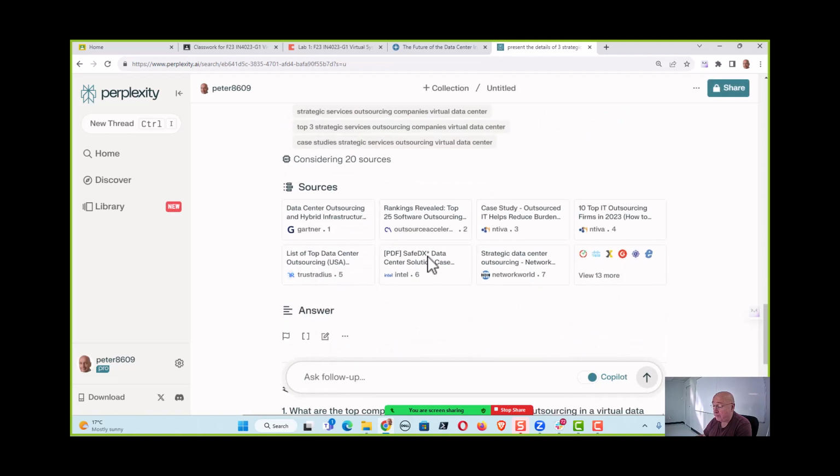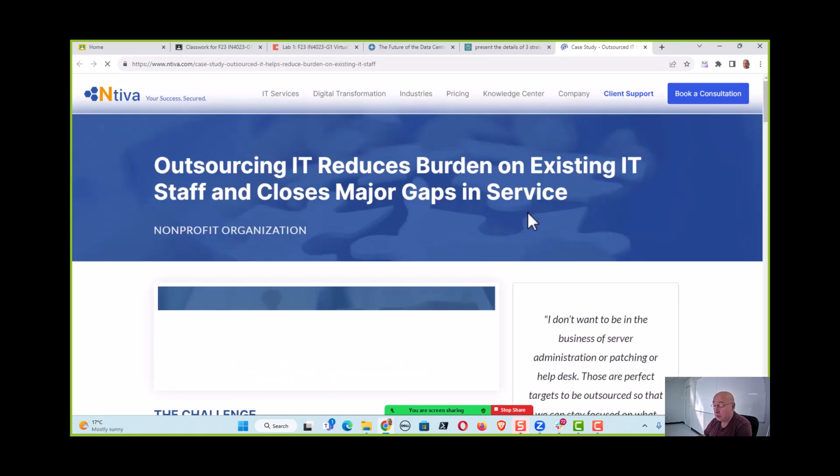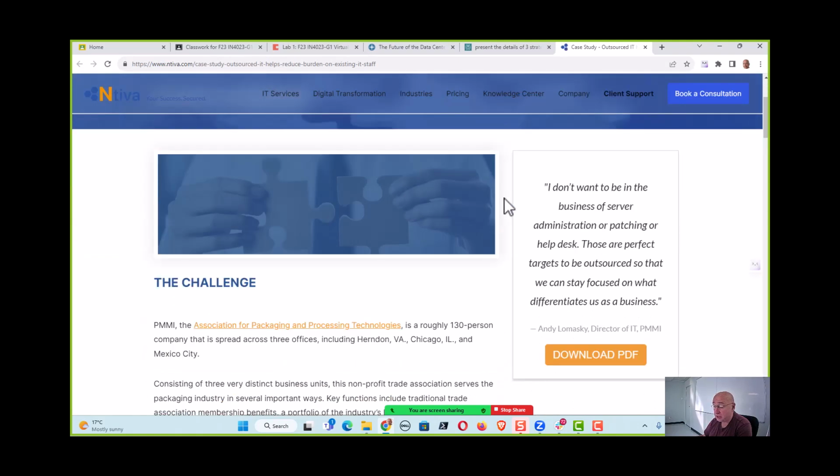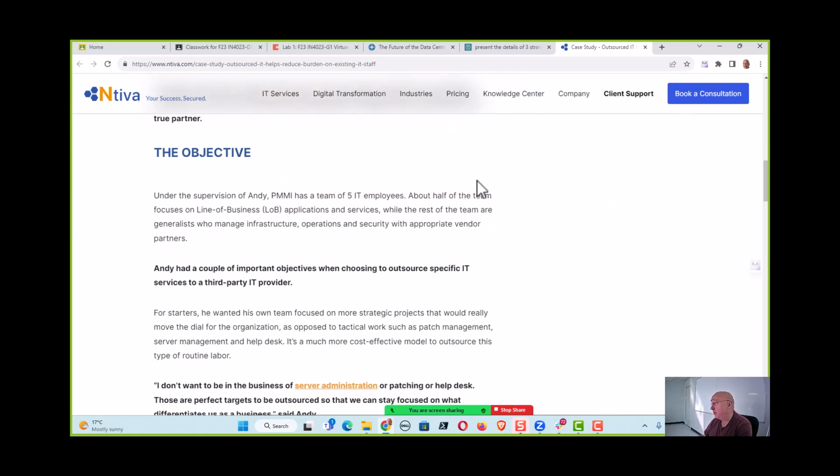So you could go here and find some companies and make Trello swim lanes on them and start putting cards in there and keep going, right? So there's a case study, for example. You could go and study the case study of PMMI and what they did, how much they spent, and what benefits they got.